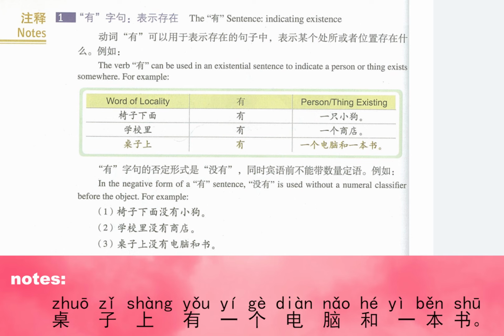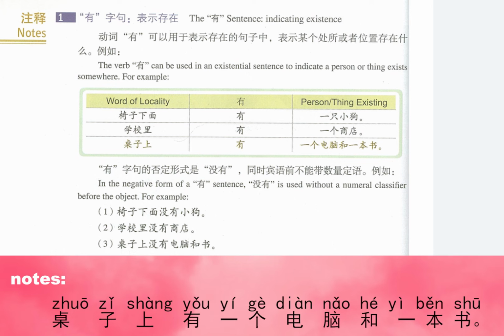有 means have or has, or there is, there are, and obviously, just like the previous two sentences, it means there is. Oh, maybe there are because we're talking about 一个电脑. That means a computer, and 一本书, which means a book. So here are two items. Now, 一个, once again, 个 is a quantifier, general quantifier. 电脑 means computer.